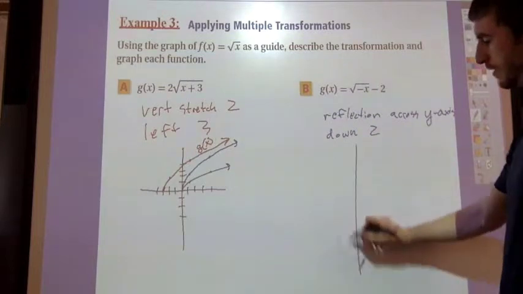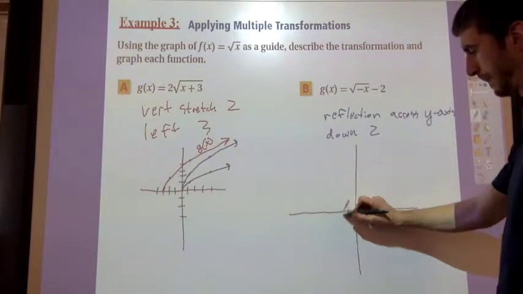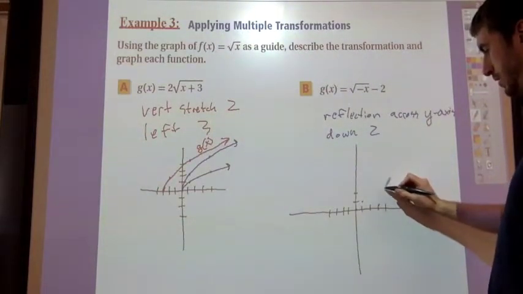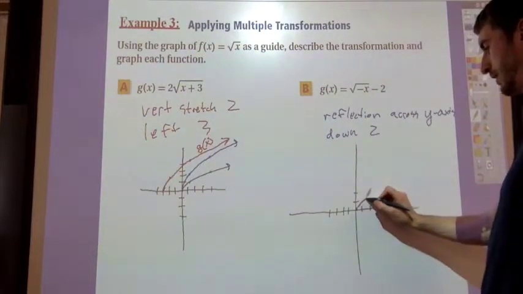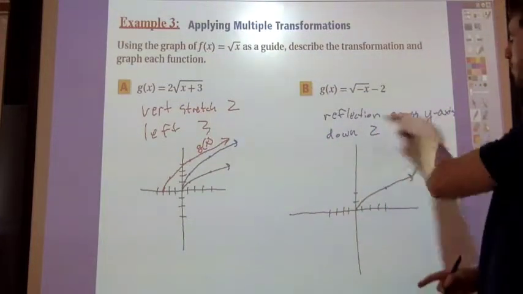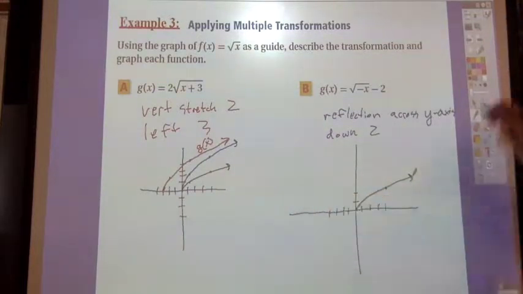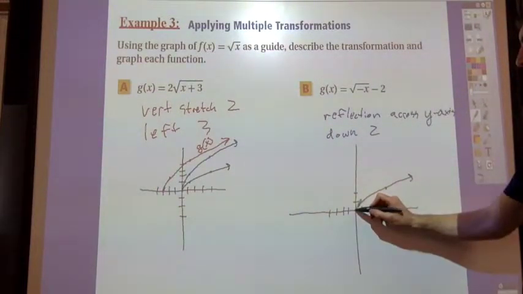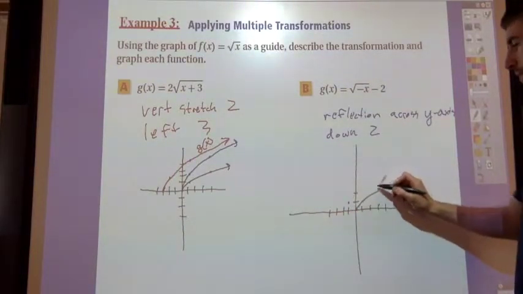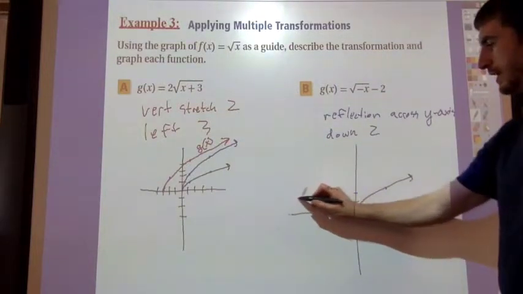This one will be fun to graph because we've got a reflection. Always start with my parent function. Hopefully you're getting fast at these along with me. So this is my parent function. Then if I'm going to reflect it across the y-axis, I'm going to take each of these dots and reflect it onto this side of my graph. So this one stays here. This one becomes -1, and this one up at 2 becomes a -4. So that's what it looks like reflected.